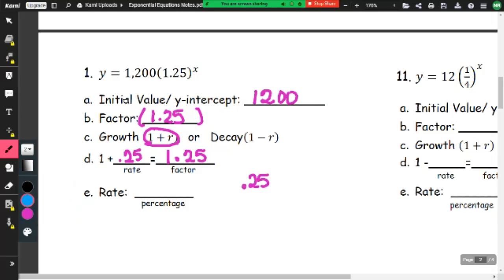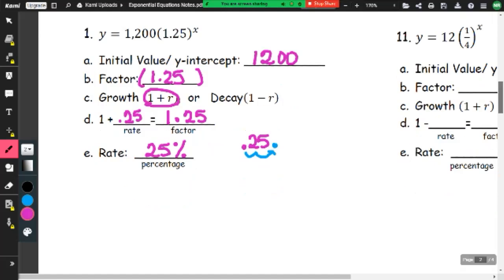There you go. Fastest way, in my opinion, is knowing that you move it back. 1, 2. Take that decimal, move it back twice, and it becomes 25%. I'm going to show you both ways a couple of times, and then from there you choose, okay?